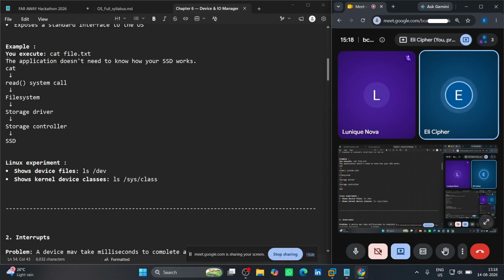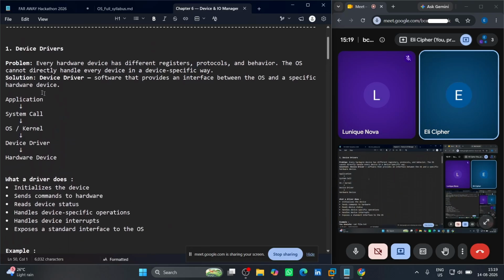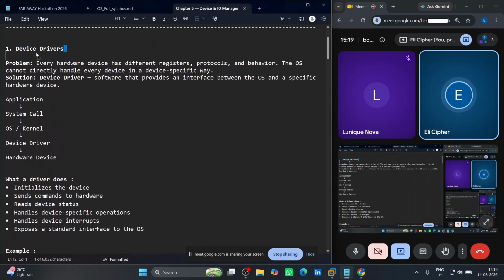Okay, so the application doesn't need to know how your SSD works, right? Firstly, the command or execution will flow through cat, and then it triggers the read system call applied on the file system, storage driver, then storage controller, and then the SSD. Okay, did you get what device drivers are or not? For right now it's important to understand this particular thing. Or do you have any doubt in this?